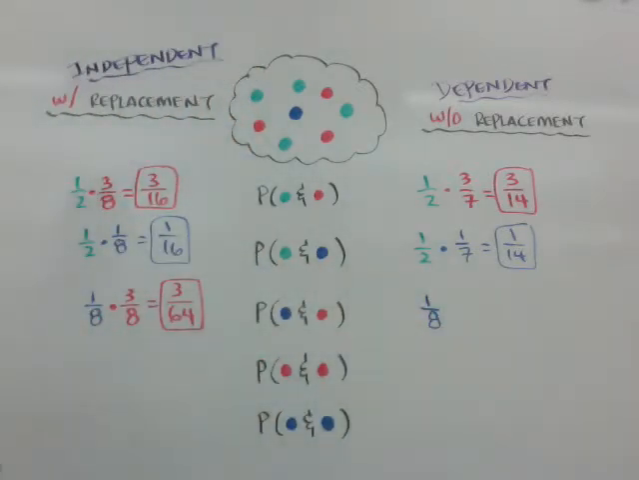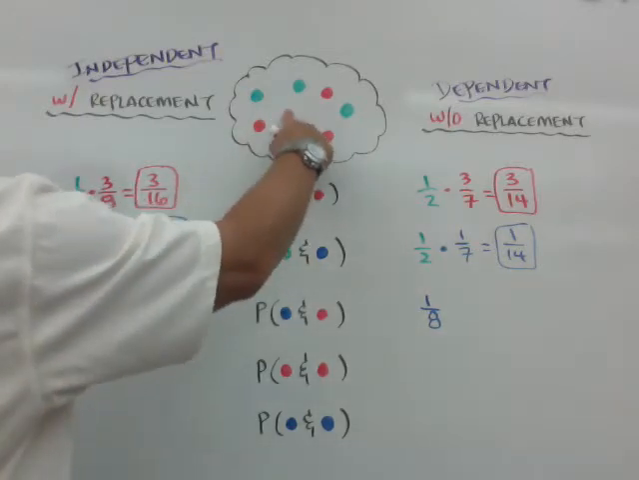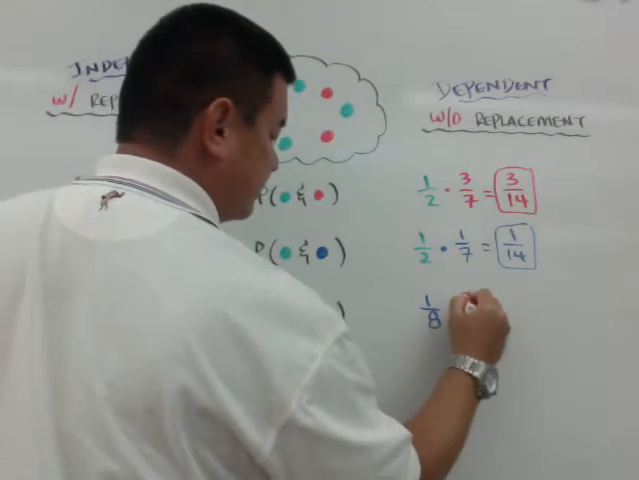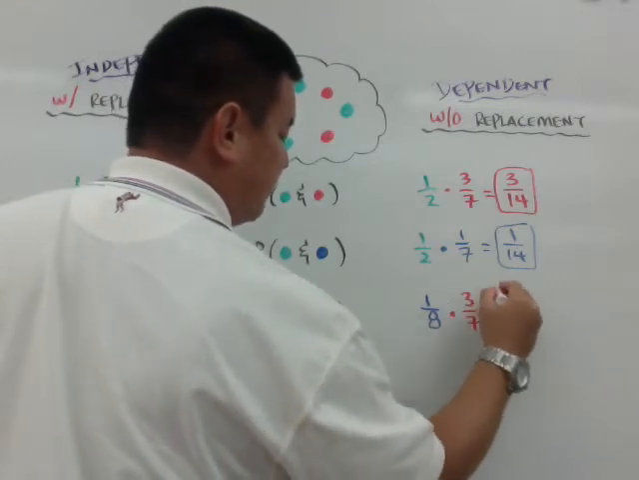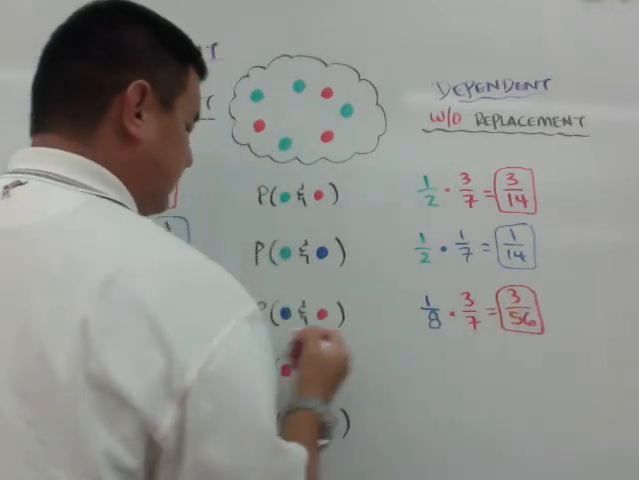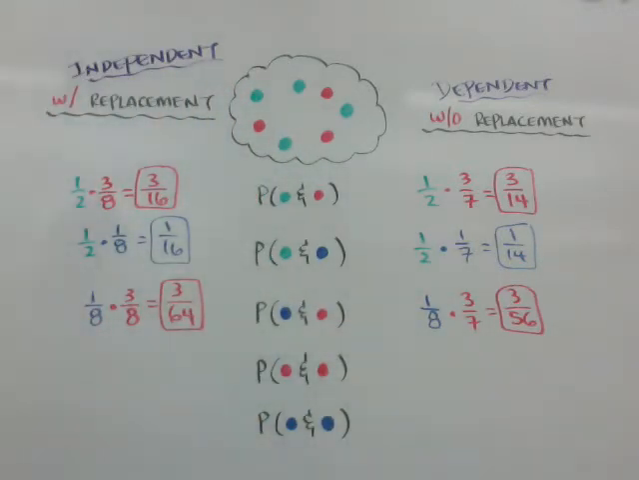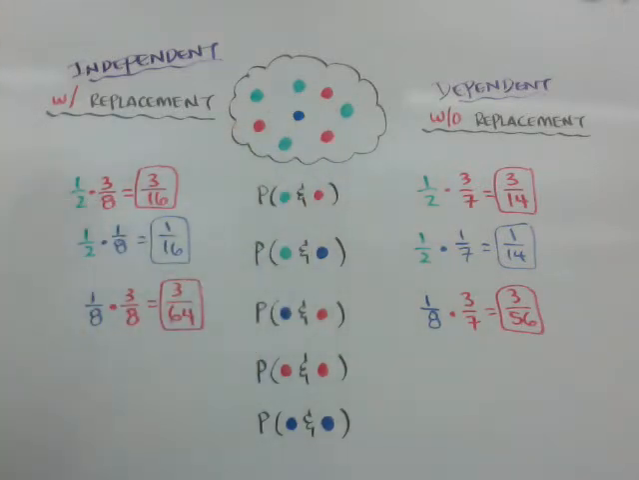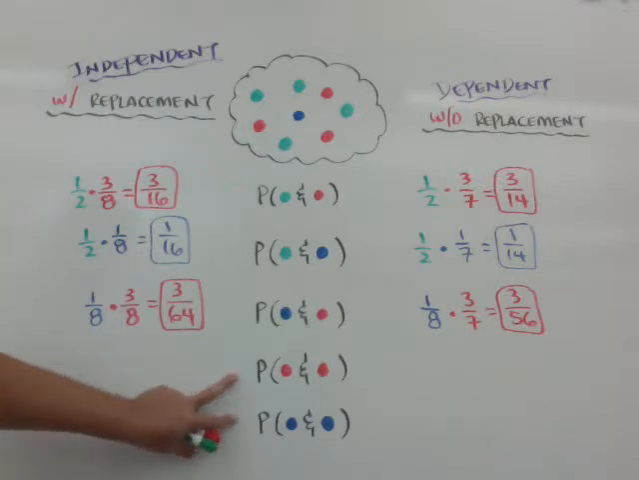But now for the red, if we eliminate the blue, the red is now 3 out of 7. When you multiply that across, you get 3 out of 56. Okay, so you can see the difference between the two. I'm going to put the blue one back in. So now here's where it gets a little tricky, and if you try these on your own, that's great.